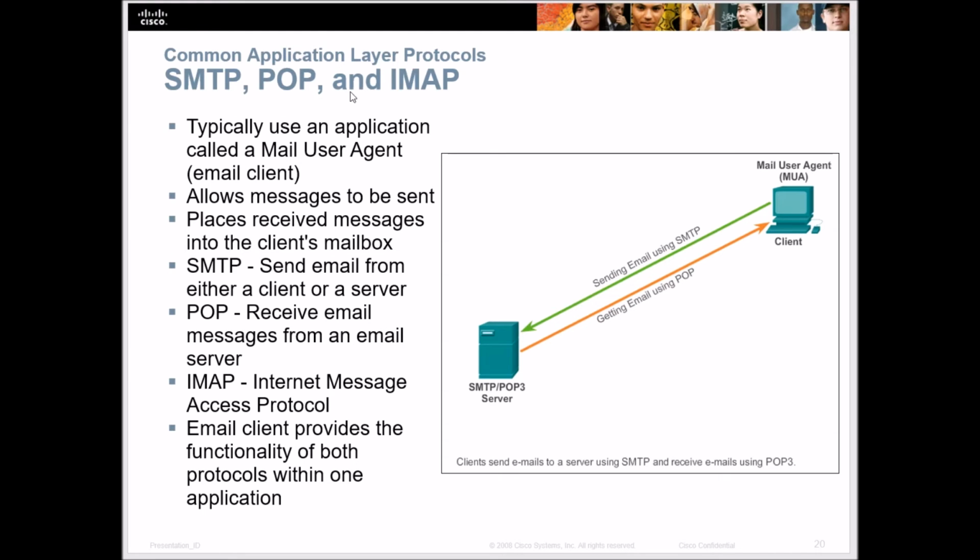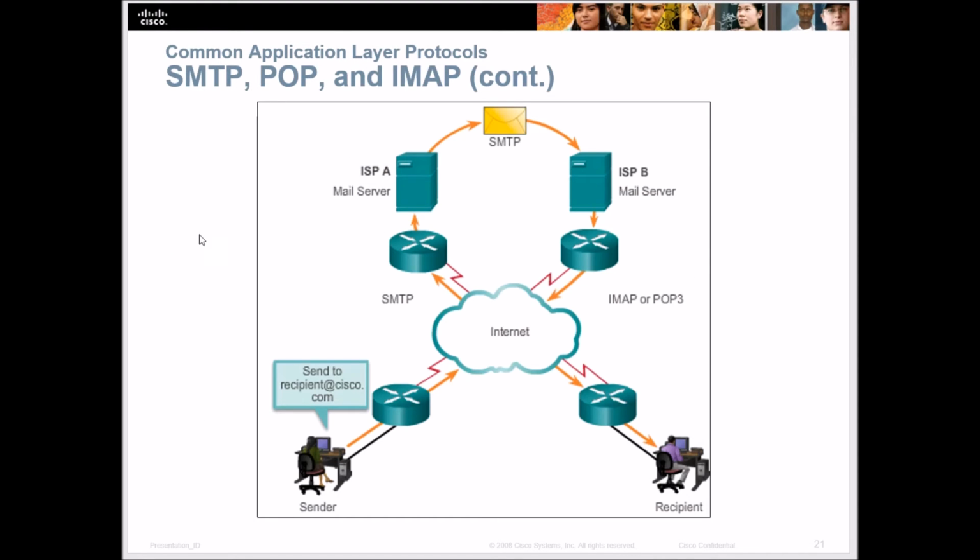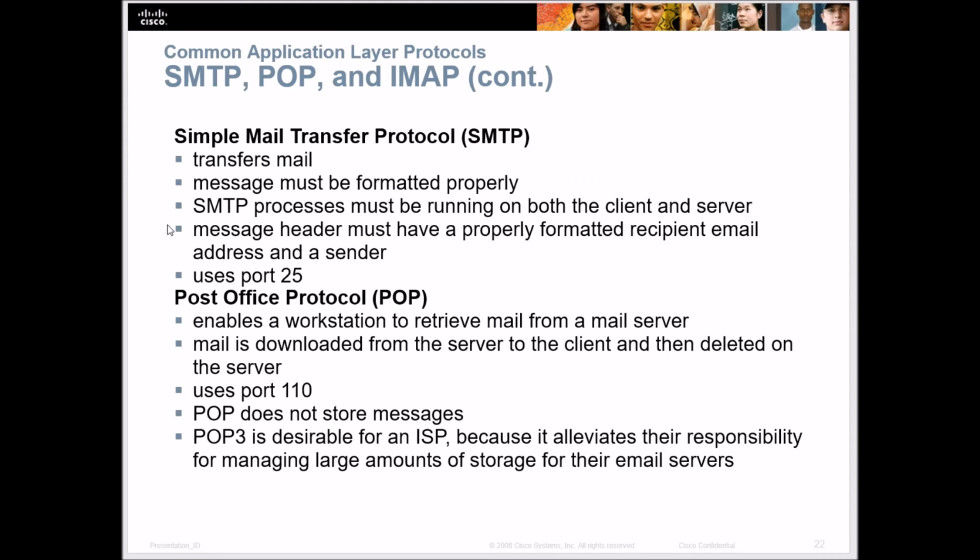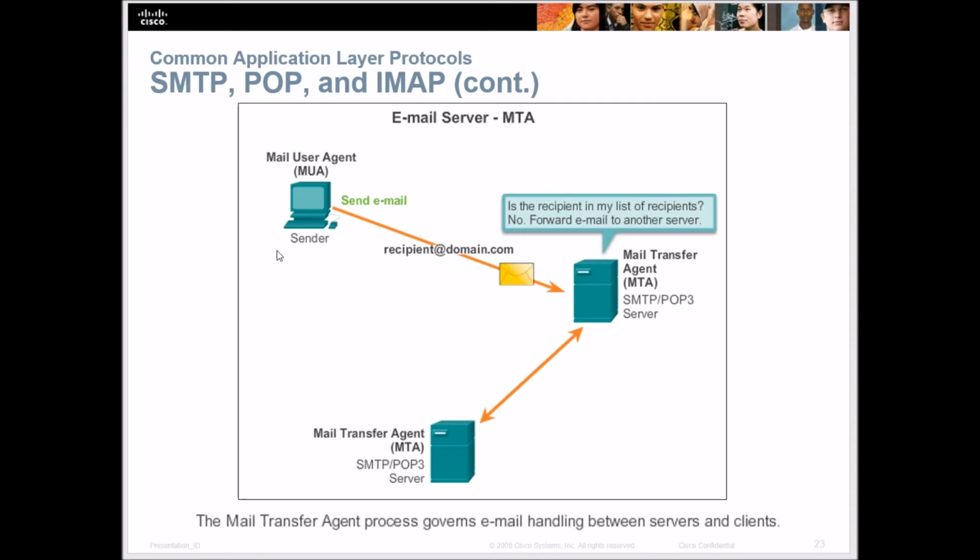SMTP, POP, and IMAP typically use an application called a mail user agent, something like Outlook or a Thunderbird client, to send and receive email messages. And that's an example there of it being routed through. SMTP and POP both work very similarly. SMTP uses port 25. POP uses port 110. And you can see the differences here on those. And this is how it goes through the system here.